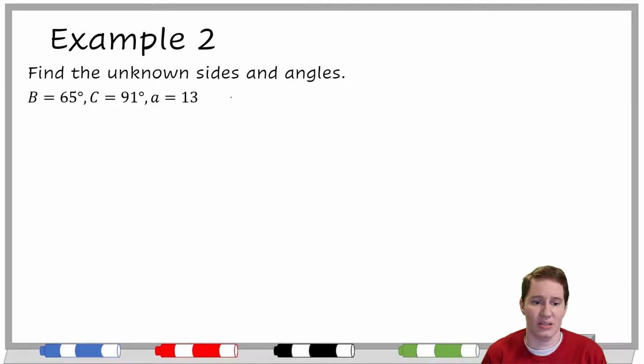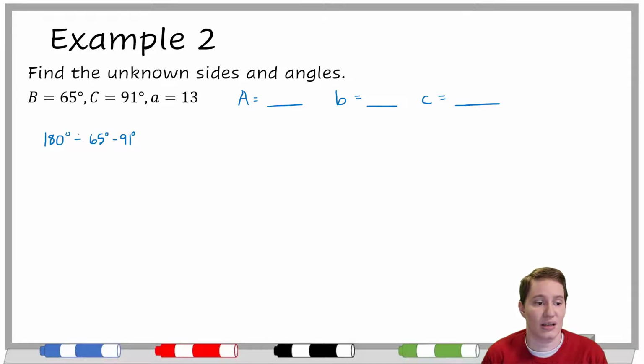So we've got B and C, we're missing angle A. And then we know side A, that means we're missing side B and side C. So we know 3 things, we're gonna find the other 3 things. The angle that we're missing is the easy part because we already know 2 of them. We just need to subtract from 180.